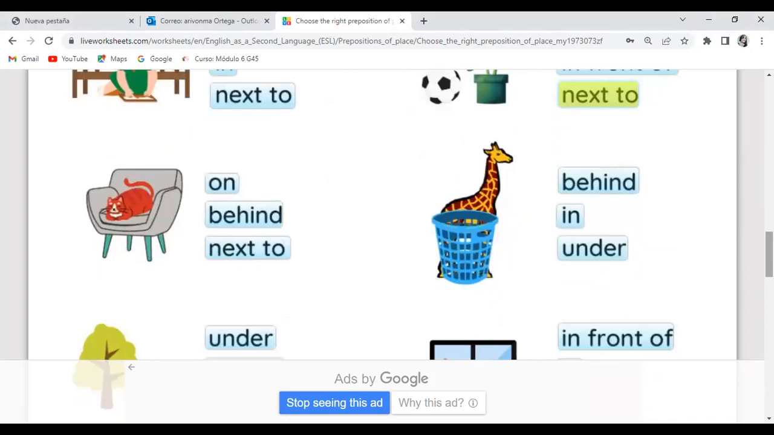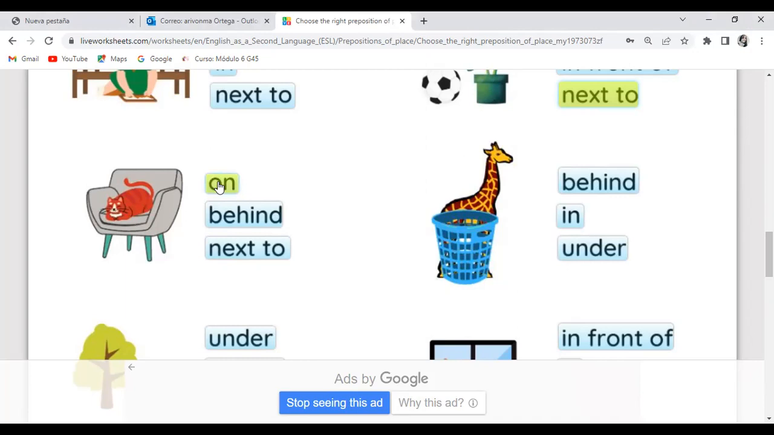Next, where is the cat? Look, the cat is on, behind, or next to the armchair. The cat is on the armchair. Yes, very good. And where is the toy giraffe?